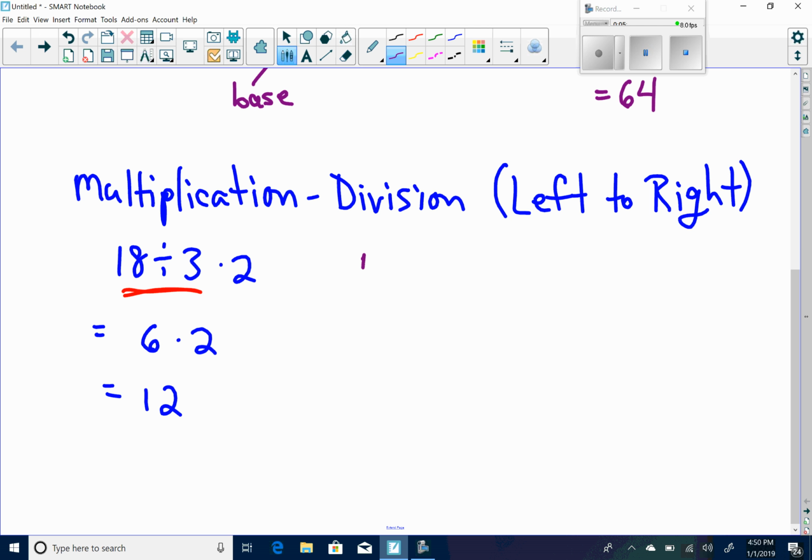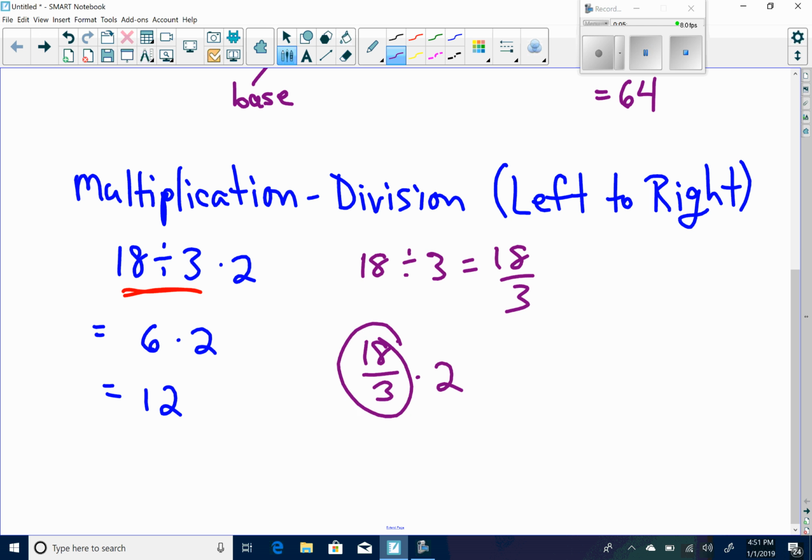Another way to look at 18 divided by 3 is as a fraction. If this problem were originally written as 18 over 3 times 2, it probably wouldn't confuse us as to what to do first. We have to take care of 18 divided by 3, and then times 2. When we look more at fractions, I'll have a separate lesson on how to multiply and divide fractions along with adding and subtracting. There's another way that we could look at this.